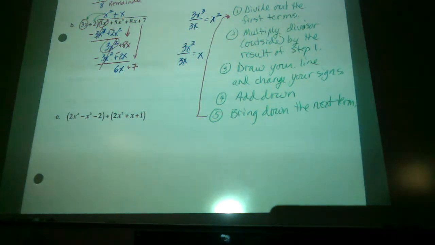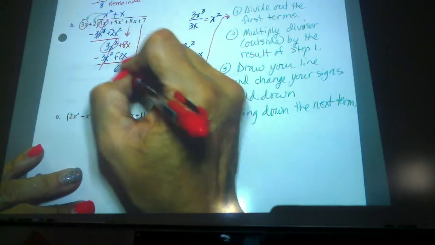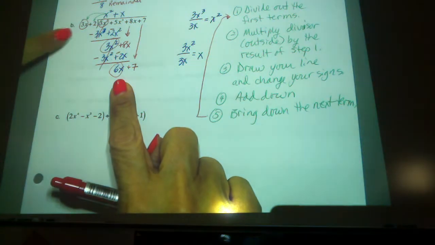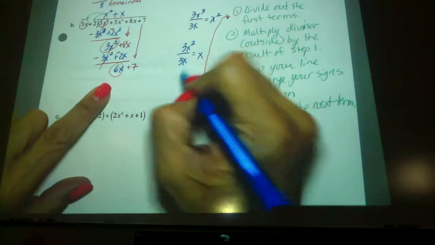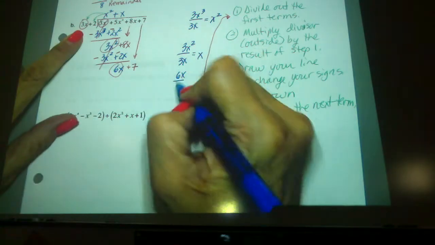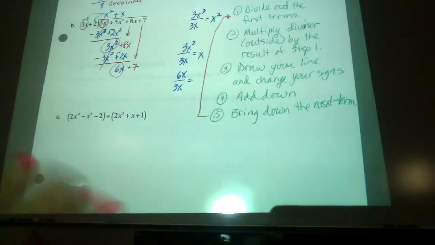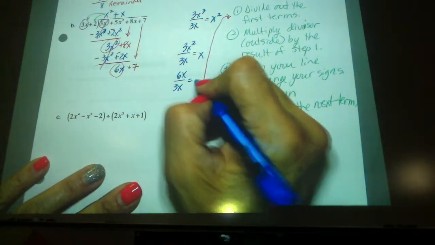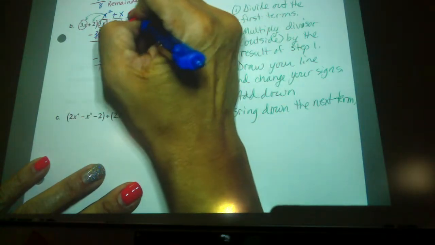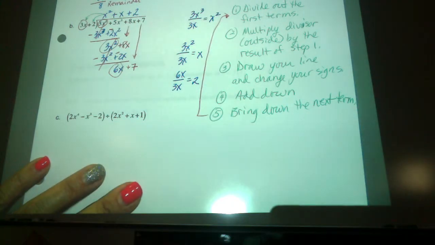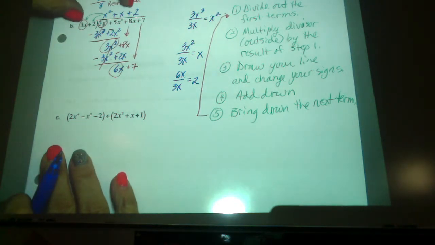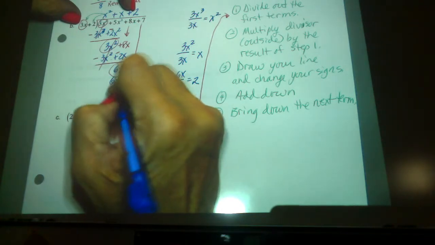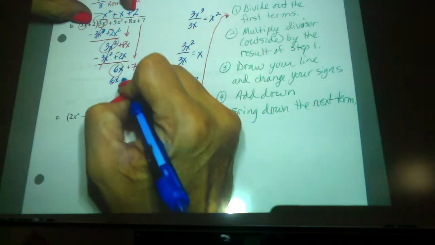And we start all over again. My first term underneath is a 6x. My first term outside is still a 3x. So I'm going to take the underneath 6x, divide it by the 3x, and I get what? Just 2. So it's positive, so a plus 2 gets brought up top. And I have to multiply that 2 to everything that's out in front. So 2 times 3x is a 6x, and 2 times 2 is a 4.